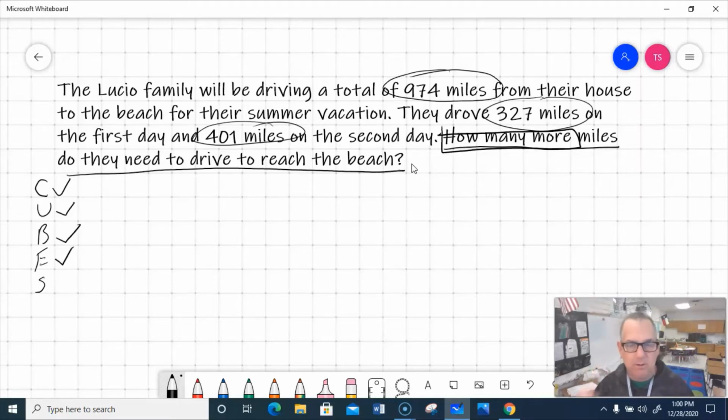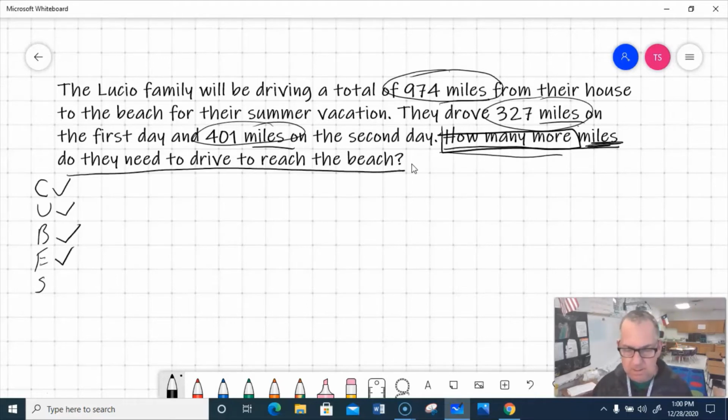When I evaluate, I like to look at my labels. 974 miles right there is the total distance. 327 miles on the first day and 401 miles on the second day. And the label for my answer is going to be miles. So it sounds like there's going to be addition and subtraction involved. And we already talked about it, right there it says how many more, so it looks like a subtraction problem.